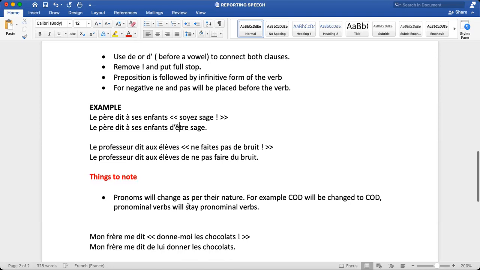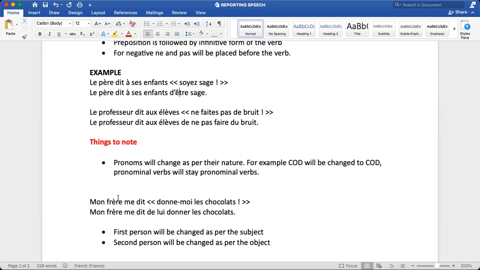Things to note. Pronouns will change as per their nature. For example, if there is any COD or COI, it will be changed as COD or COI only. For example, mon frère me dit, donne-moi les chocolats. Mon frère me dit, my brother said to me, donne is a verb. What is moi? Moi is COI here. Give me, give something to someone. Something is COD, someone is COI. So it will be COI. What are the words for COI? Third person? Lui. Mon frère me dit de lui donner les chocolats.